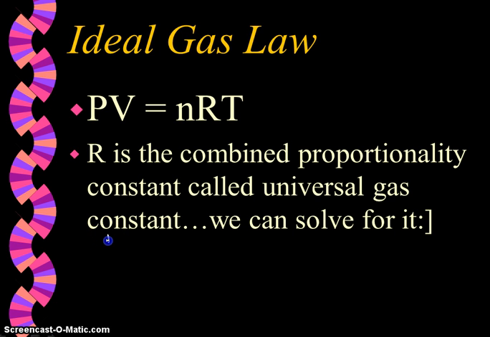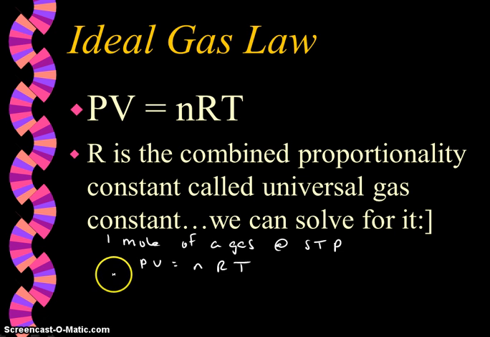So let's say that we have 1 mole of a gas at STP. Well, we have all the information that we need in order to calculate R using PV equals nRT. So we have PV equals nRT. And let's use atmospheres for our units for pressure. So standard pressure in atmospheres is 1 atm.